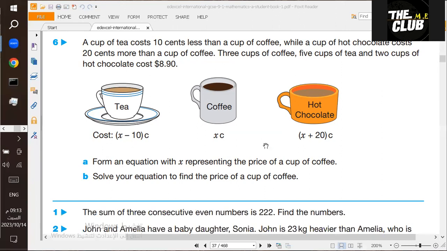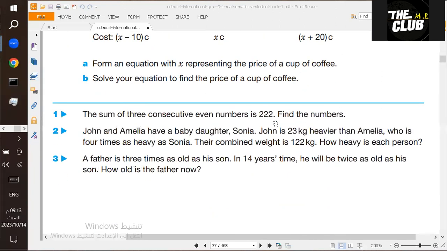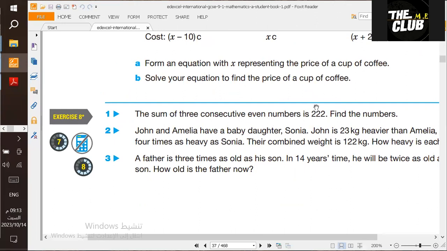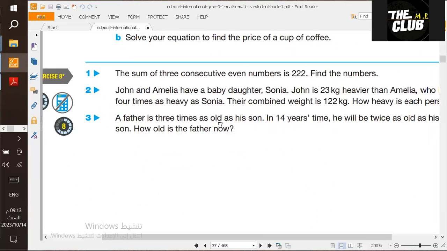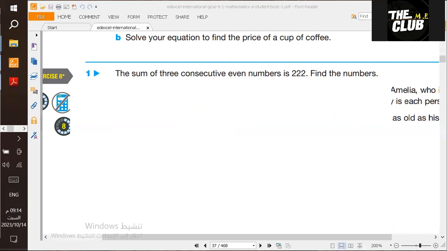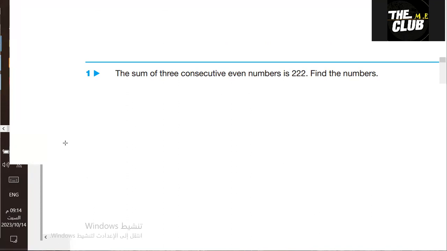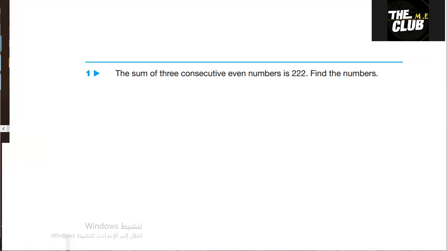My concern is how to write equations. That's the main important thing here for me in this lesson. Okay, the sum of 3 consecutive even numbers is 222. Find the numbers. So they are even and consecutive. So I'm going to cover this. Same idea. We're not going to answer, we're just going to write the equation.